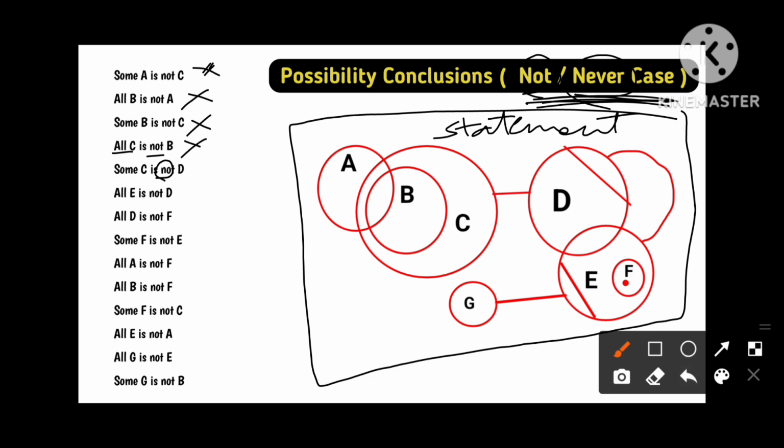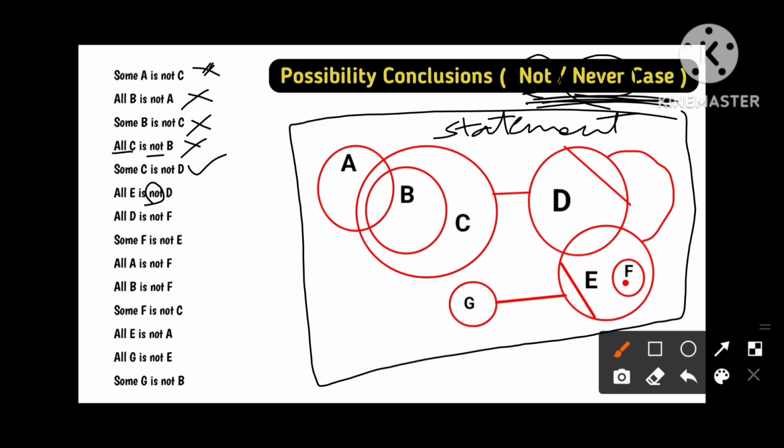Not. So we check all C can be D. Can we place all C inside D? Here we have a representation that C cannot share with D. Then how can we place all C inside D? So it is not possible. All case is not possible here. So all case fails means some not case will be true.